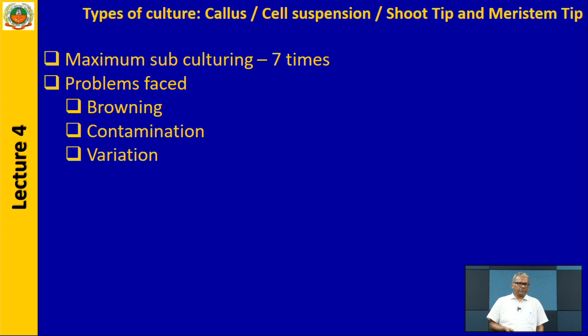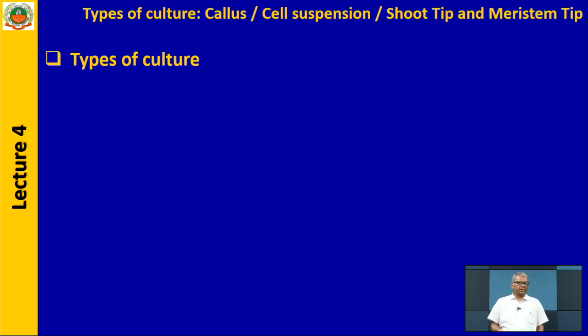The larger the number of subculture cycles, the higher the chance of somaclonal variation. So, experts recommend restricting subculture to a maximum of 5 or 6 times in any shoot tip culture experiment. Also, vitrification happens. Vitrification is nothing but accumulation of water crystals that is going to kill the plant.